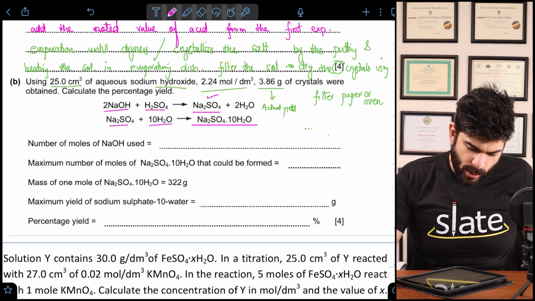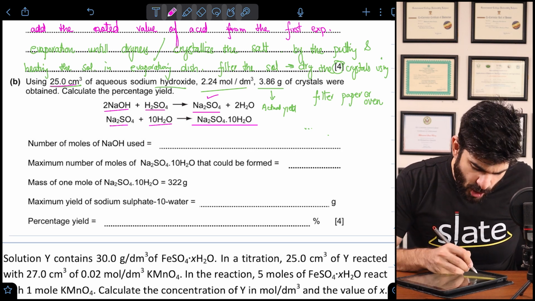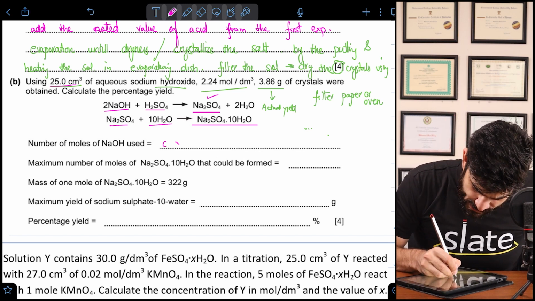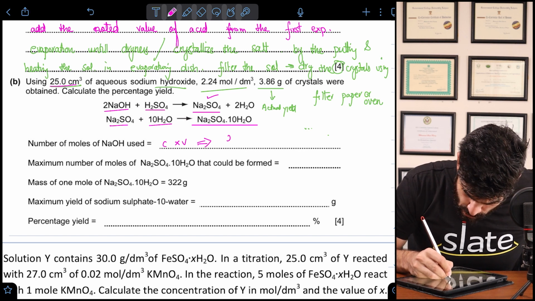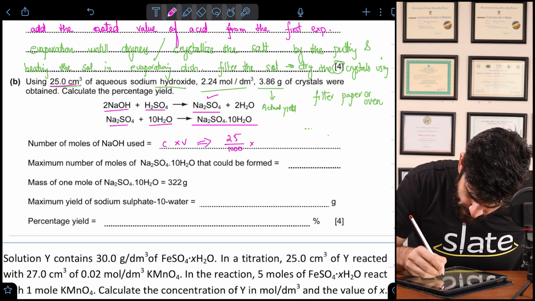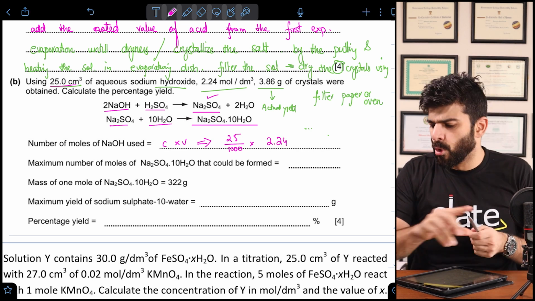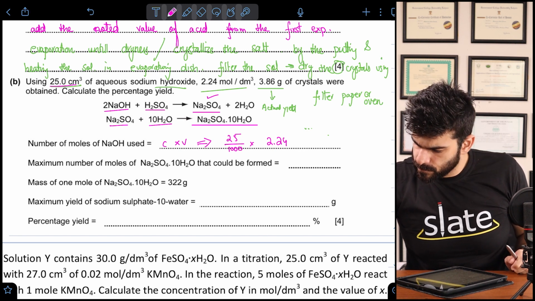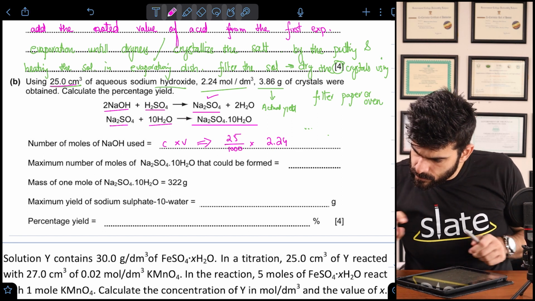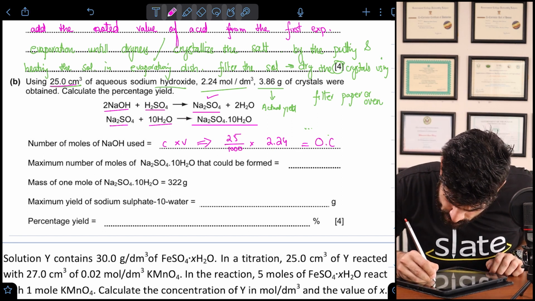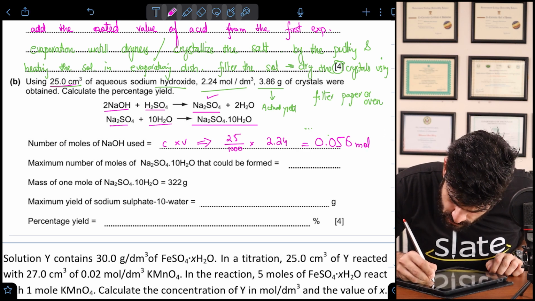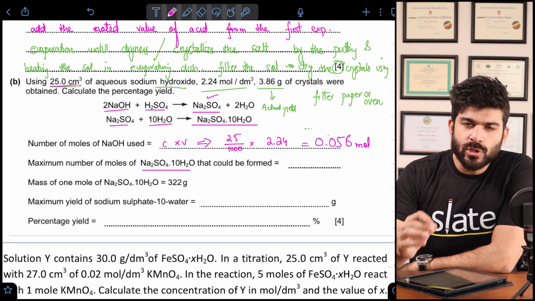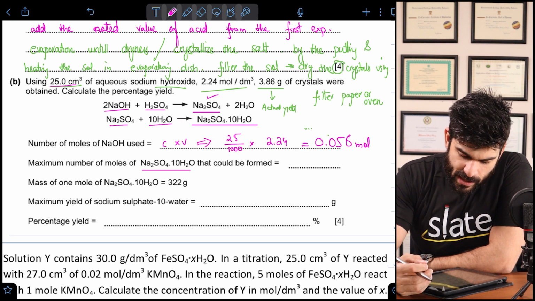Let's see what the question demands us. Number of moles of sodium hydroxide used. What are we going to do? 25 cm³ is the volume of sodium hydroxide. 2.24 mol per dm³ is the concentration. So C times V, 25 divided by 1000 times 2.24 mol per dm³. So let's use the calculator and let's see what the value comes in. That is 0.056 moles.